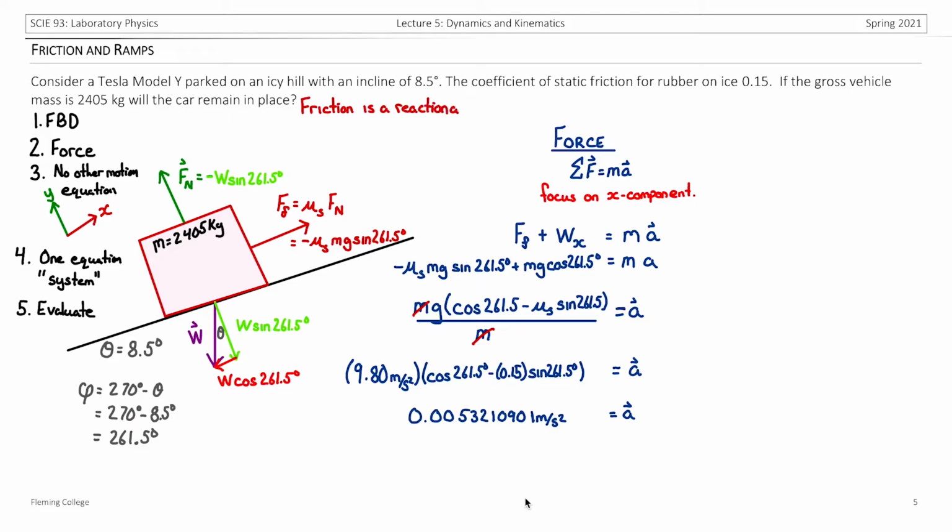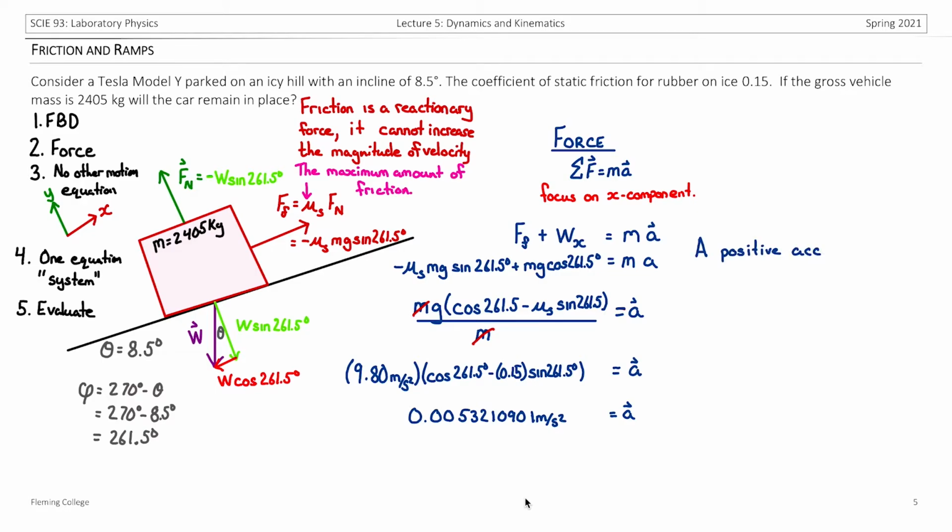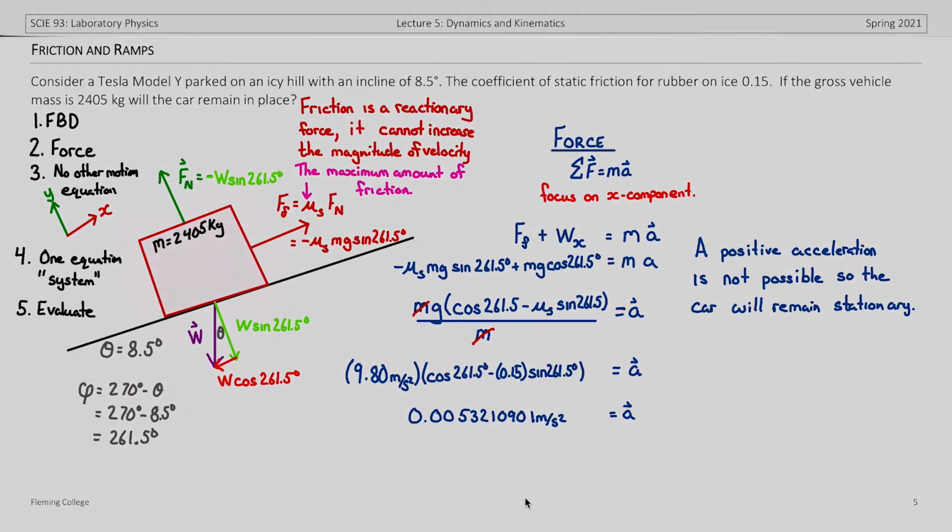Friction is a reactionary force, which means it cannot increase the magnitude of velocity. This calculation is best thought of as a maximum amount of friction. So that is the amount of friction we must overcome in order to have enough force applied to accelerate. So for our interpretation of this result, we say that yes, the car will remain stationary. Take a moment to consolidate those two new insights on friction. It's very important that you consider these moving forward.